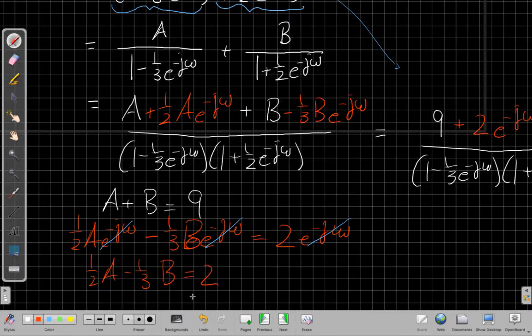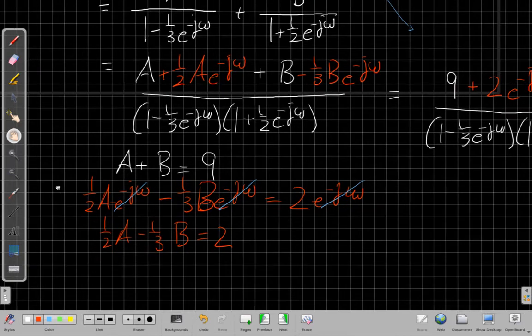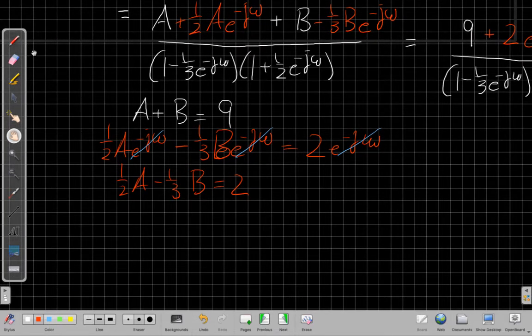Sort of looking ahead, I'm going to want to multiply that to get rid of the fractions. I'll multiply both sides of this equation by 6 to get 3a minus 6 times a third is 2, so minus 2b equals 12. Right, so now I have two equations and two unknowns: a plus b equals 9, 3a minus 2b equals 12.